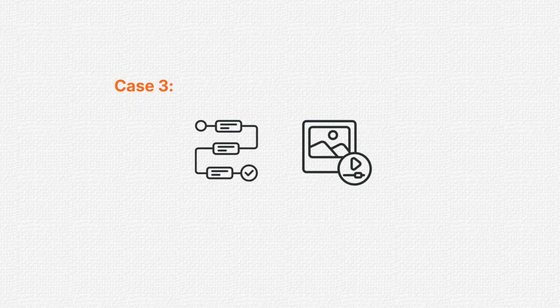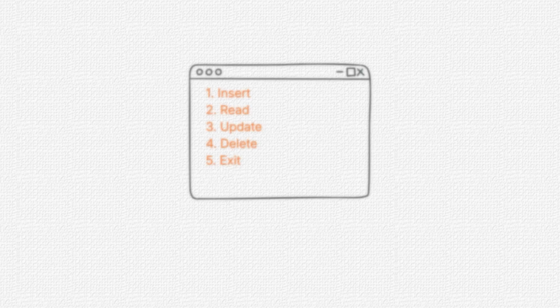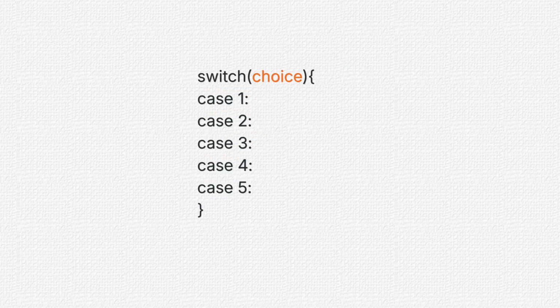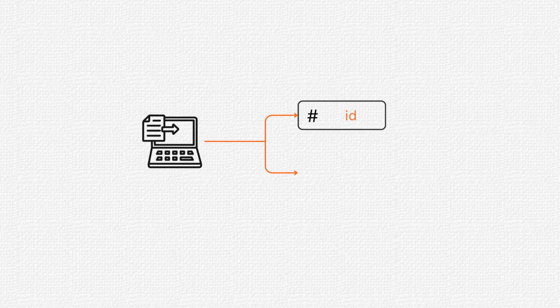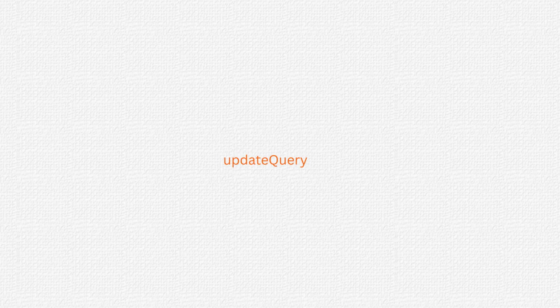Now let's understand the case 3 flow visually. If the user enters 3, the value 3 is stored in the choice variable. The switch statement checks the value of choice. Since the value is 3, case 3 executes. The program asks the user to enter the ID of the record to update and the new name. After that, an update query is created to modify the data in the database. A PreparedStatement object is created to execute the query.